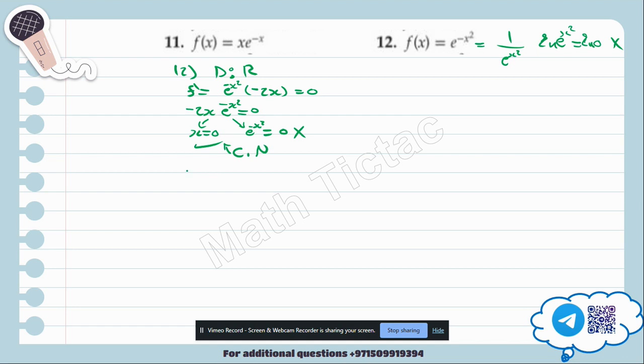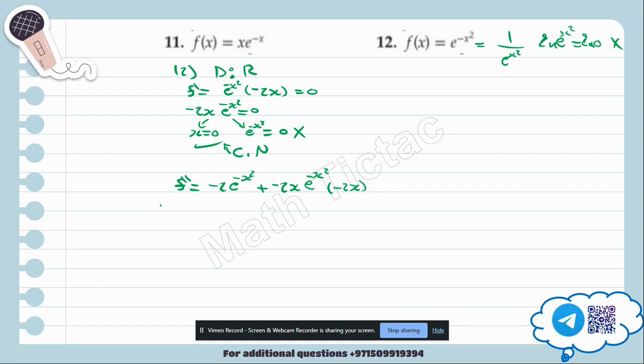Okay, now find the second derivative. For the second derivative, it's a product of two functions. The derivative of the first one, which is minus 2x, is minus 2, multiplied by the second one, e to the power minus x squared. Then plus, now we will write the first one again, minus 2x, multiplied by the derivative of the second one, e to the power minus x squared multiplied by minus 2x.